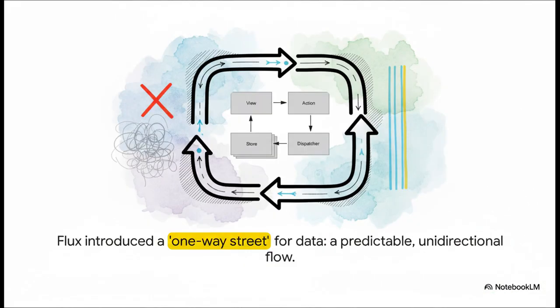Flux's solution was radical but simple. Get rid of two-way data binding completely. Just throw it out. Instead, it forced all data to follow a strict, one-way street. Every single change had to follow the exact same predictable path. This made everything so much easier to trace, to debug, and just to reason about.